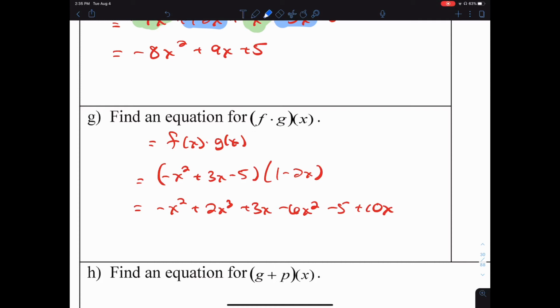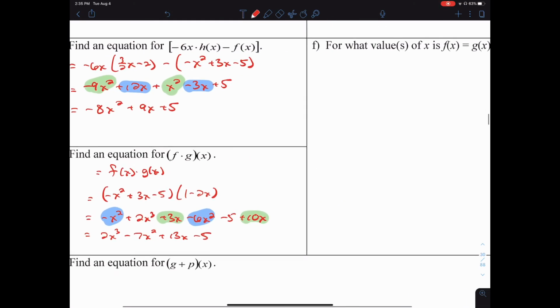If I then combine the like terms, I got a -x squared and a -6x squared, a plus 10x and a plus 3x. So I'm going to have a 2x cubed minus 7x squared plus 13x minus 5. Yay!